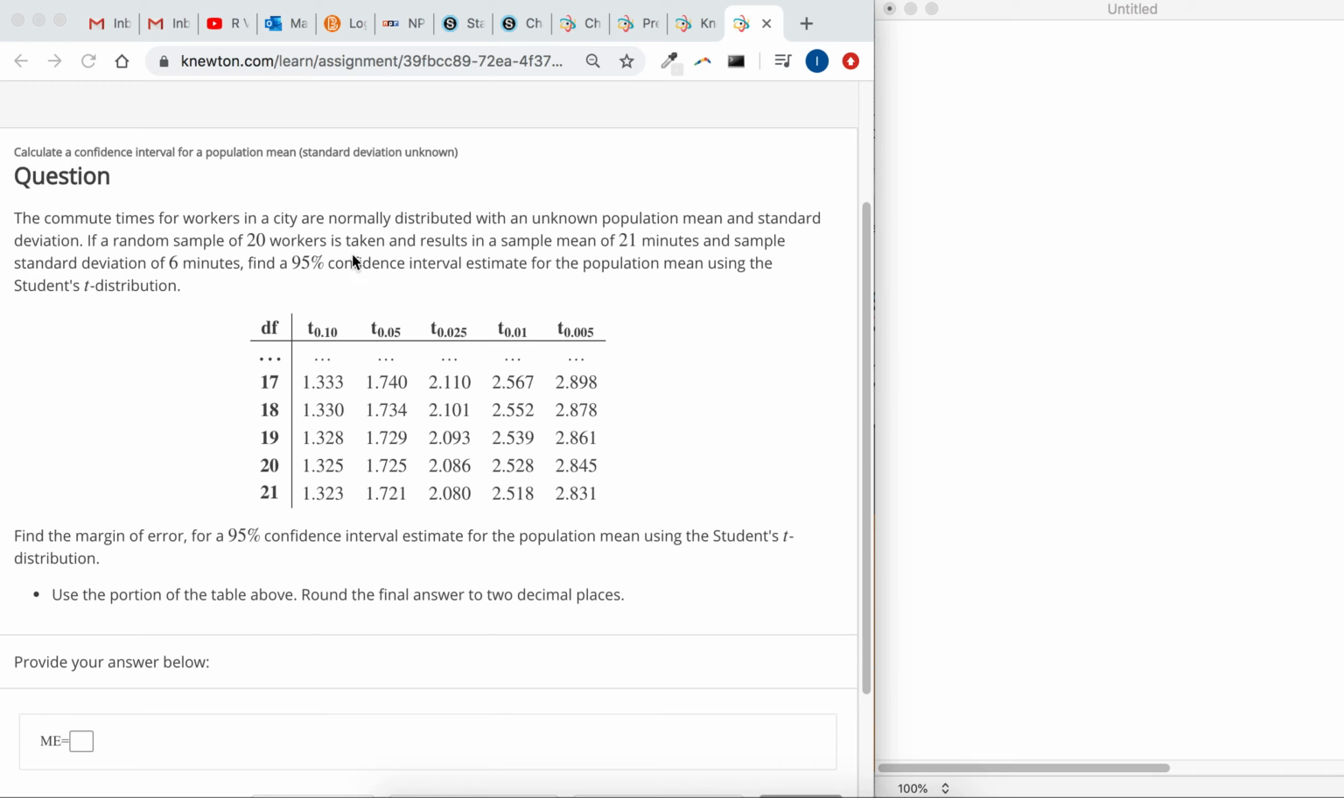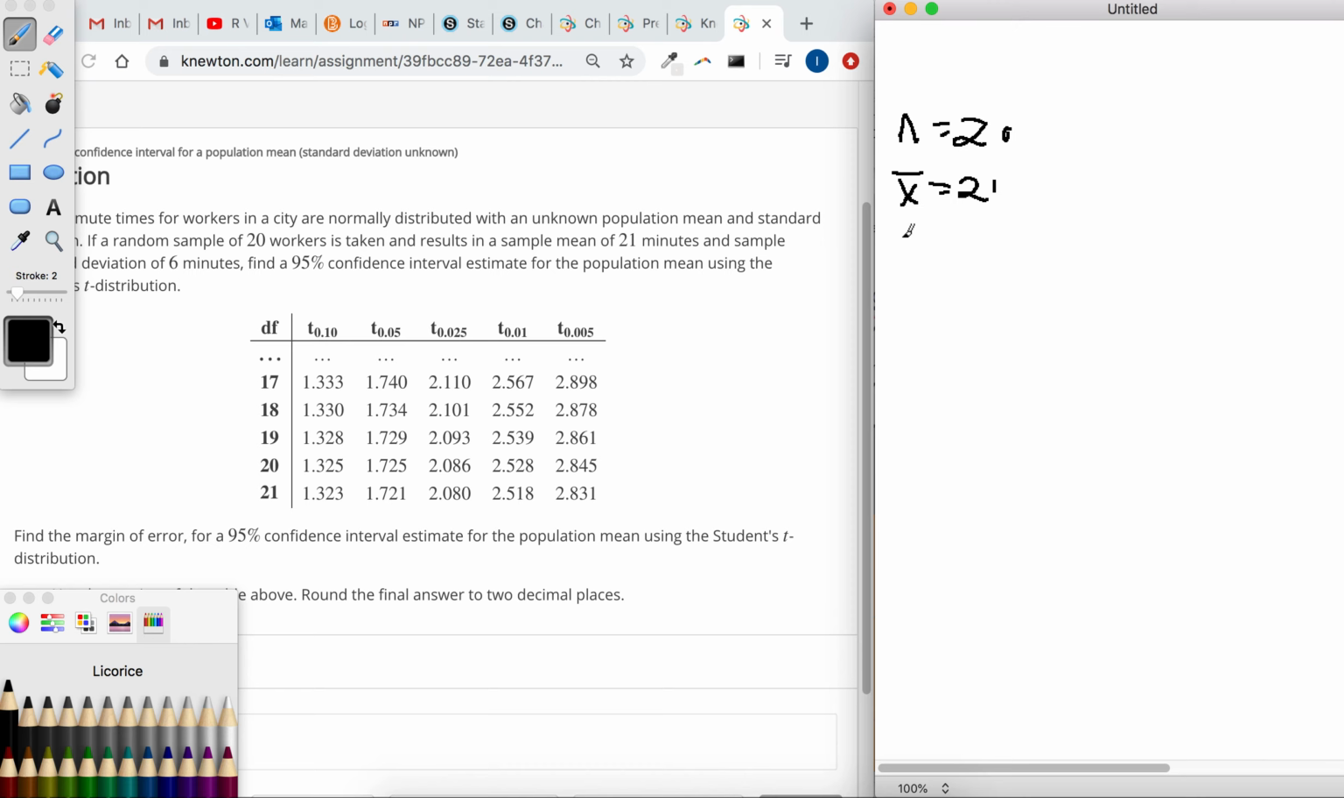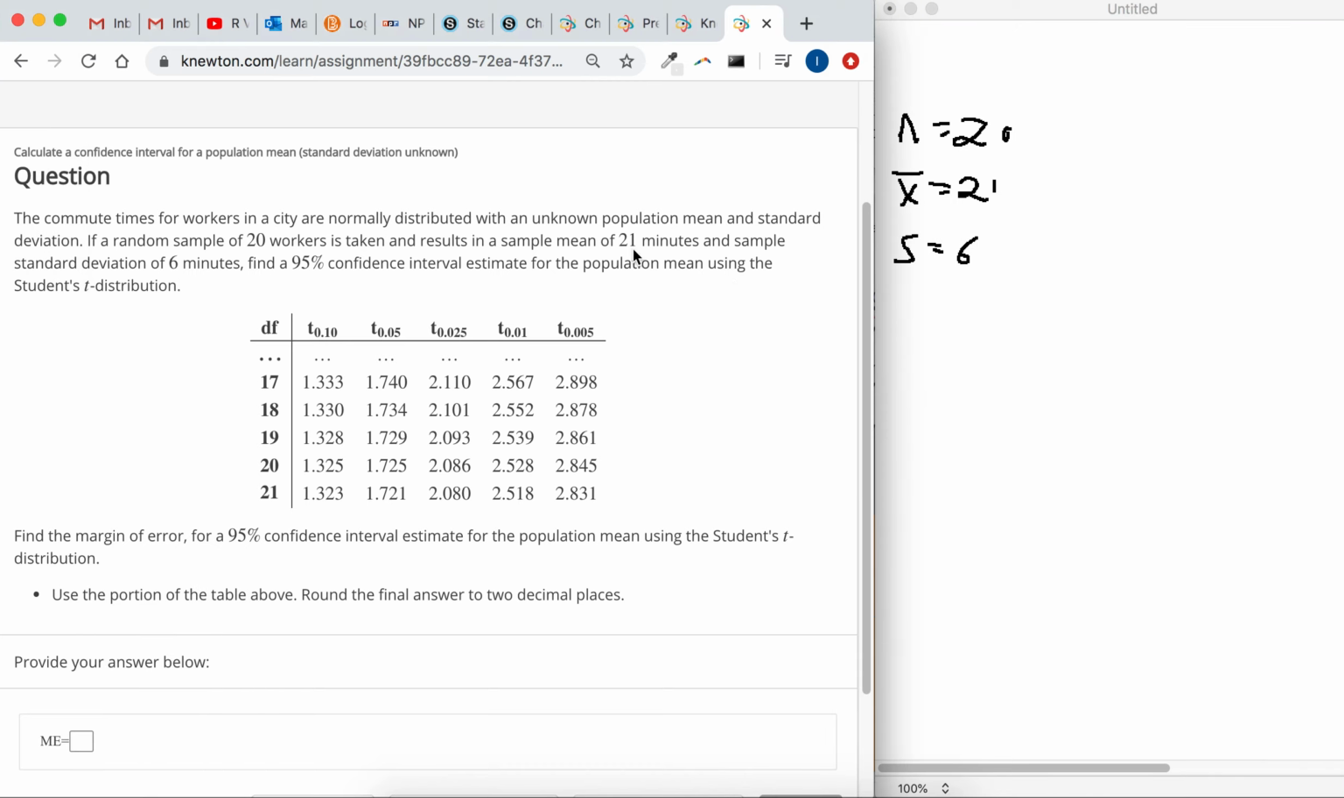Okay, 20 workers. So n equals 20. The result is a sample mean of 21 minutes. So x bar is 21, and a standard deviation of 6. So that's s equals 6, because they said the 6 comes from the 20 workers. So that's why I use lowercase s and not that Greek letter sigma.